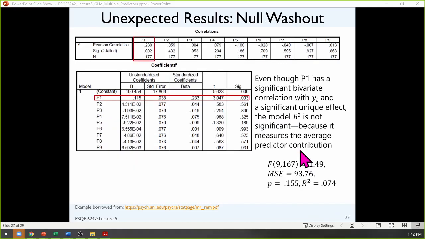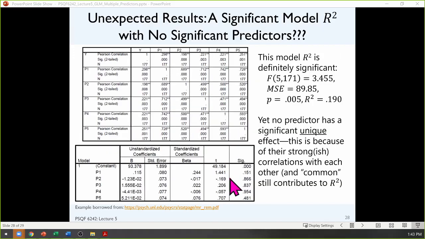Here is an example of what's called null washout. If I have one predictor here that's related to Y and none of the others are, and I dump them all in the same model, this model is not significant, even though it has one predictor that is significant. The rest of these poor predictors are dragging it down, because your F test is a test of information that you have over information left over, but it's per slope. So if I have one good slope and eight poor slopes, then my per slope contribution is being dragged down by the eight poor ones. So it looks like the model is no good, even though there is a significant predictor in it. So the test of the model is not necessarily the only thing you should be paying attention to. It's what does each predictor contribute?